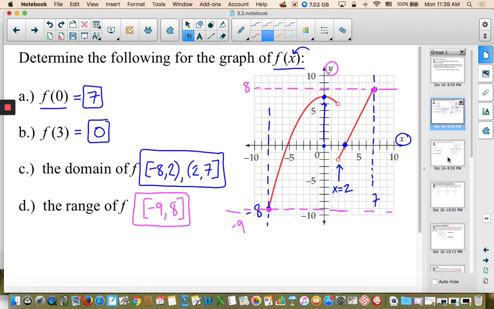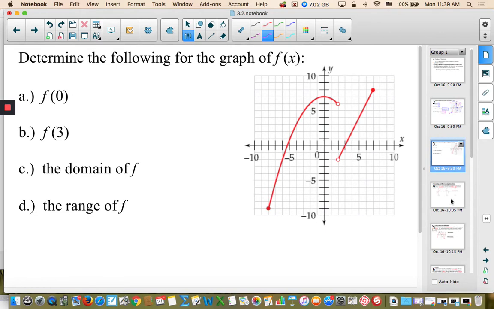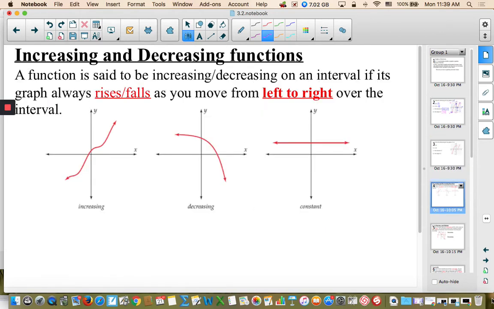All right, now we're going to look at graphs, and as we look at these graphs, we're going to look at several different things. So the first thing is increasing and decreasing functions. So a function is said to be increasing or decreasing on an interval if its graph always rises or falls as you move from left to right over the interval. We always look from left to right. If we think about the English language, that's how we read.